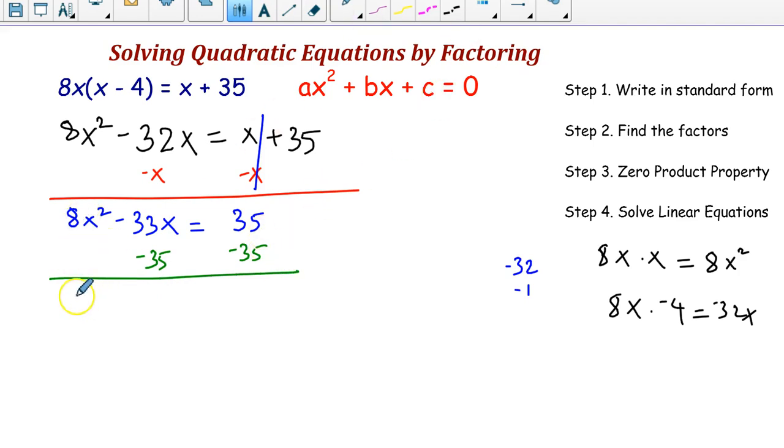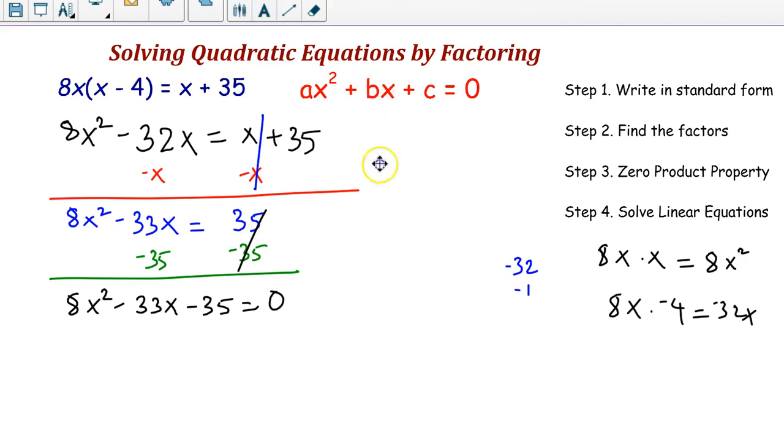Bringing down this 8x square again. 8x square minus 33x minus 35. Because those two are unlike terms, I cannot put them together. You just have to bring them down. Even though I wrote the one below the other, you cannot add or subtract. They are unlike terms. So just bring down minus 33x and minus 35. Cancel off, and right hand side is 0.